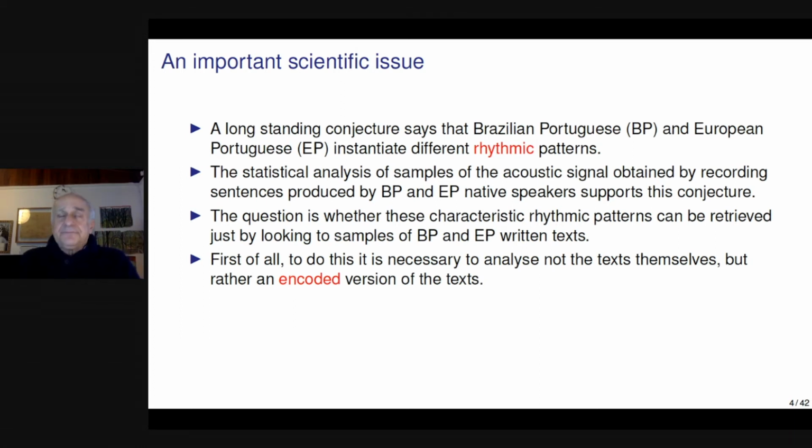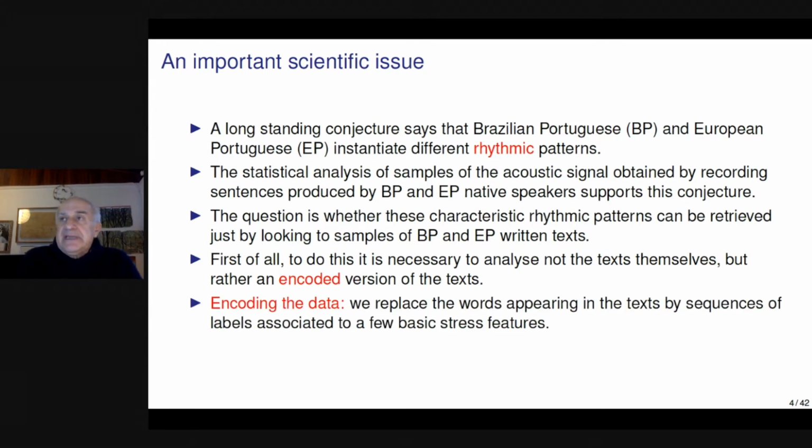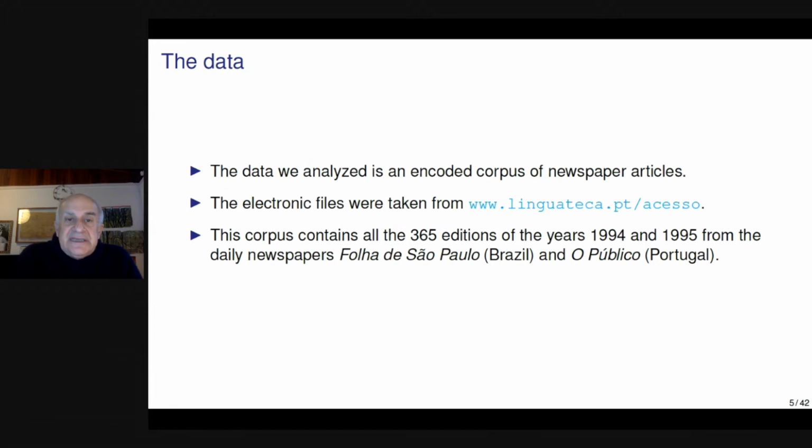If you want to identify rhythmic patterns in the text, the first thing to do is to encode the texts. Encode them in such a way as to replace the words by a sequence of labels indicating the basic stress features of each word. The data we analyze is an encoded corpus of newspaper articles. They are editions of the years 94 and 95 of the newspaper Folha de São Paulo in Brazil and O Público in Portugal.